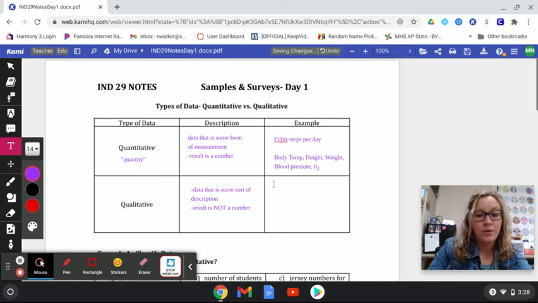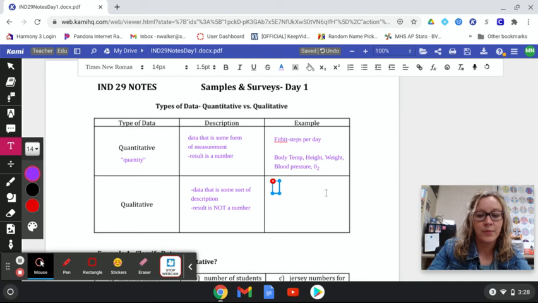So an example that you could collect, you could sort by color, you could sort by gender. We see that one a lot. You could sort by grade.